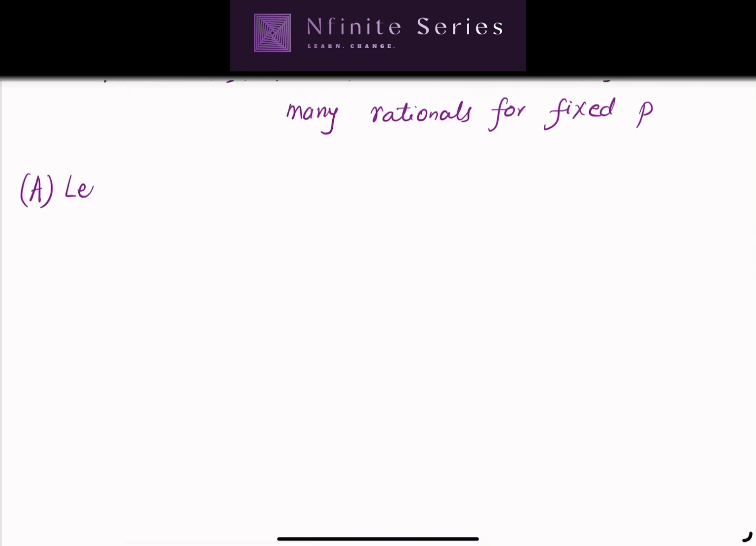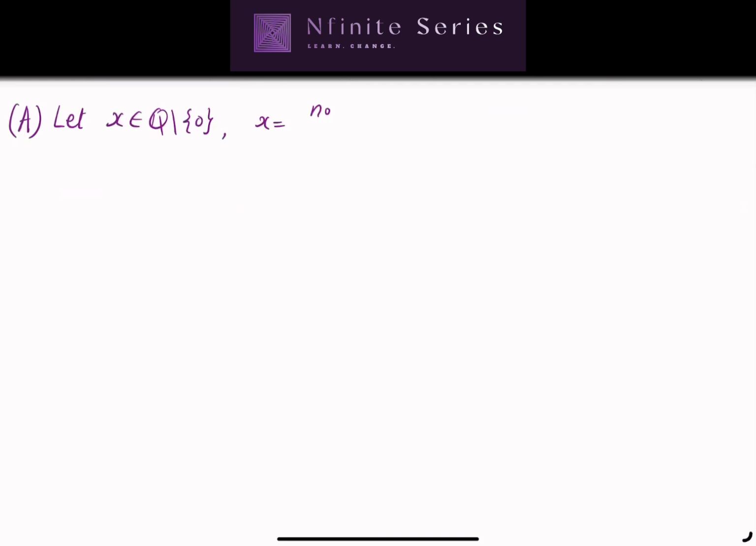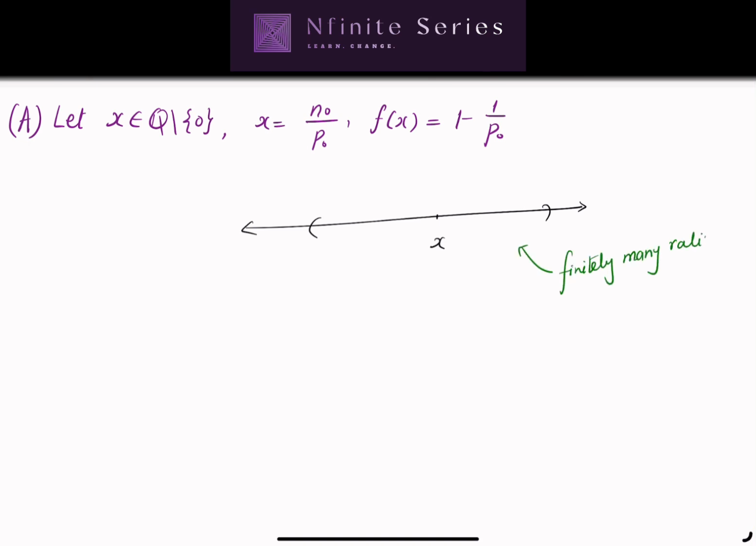So consider any non-zero rational number x given by n naught divided by p naught, so that its functional value is 1 minus 1 by p naught. Now about x, we know from earlier that if you consider this unit interval around x, then there are only finitely many rational numbers with p equal to 1, 2 up to p naught. Now let us represent these finitely many rational numbers using these crosses and consider a smaller neighborhood around x that avoids all these crossed elements.